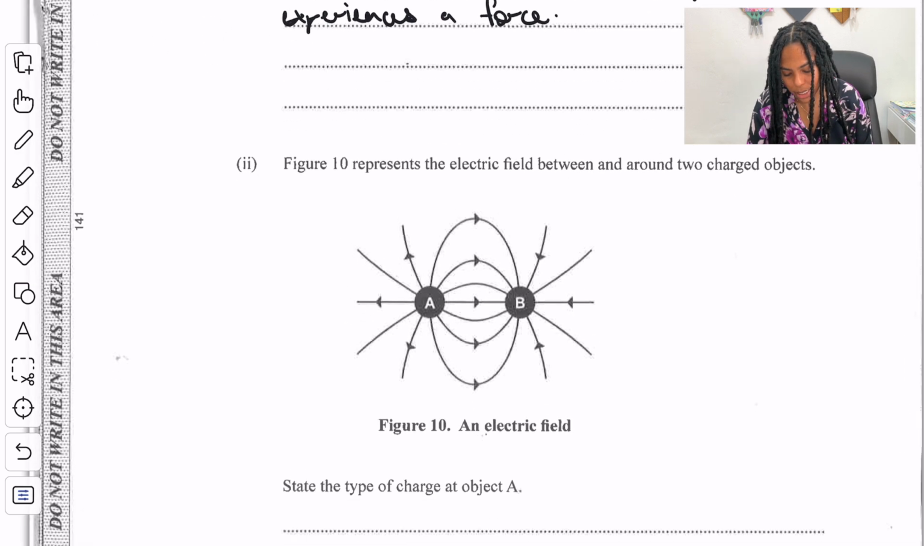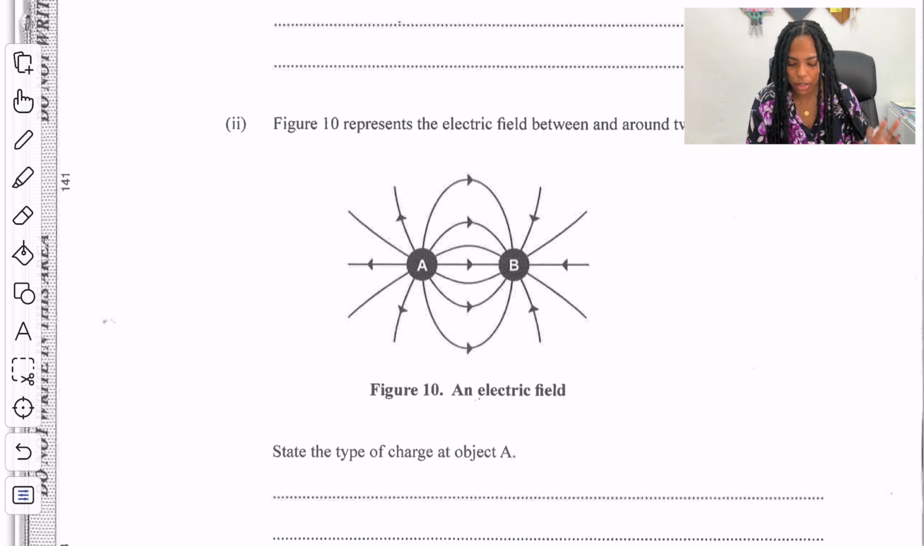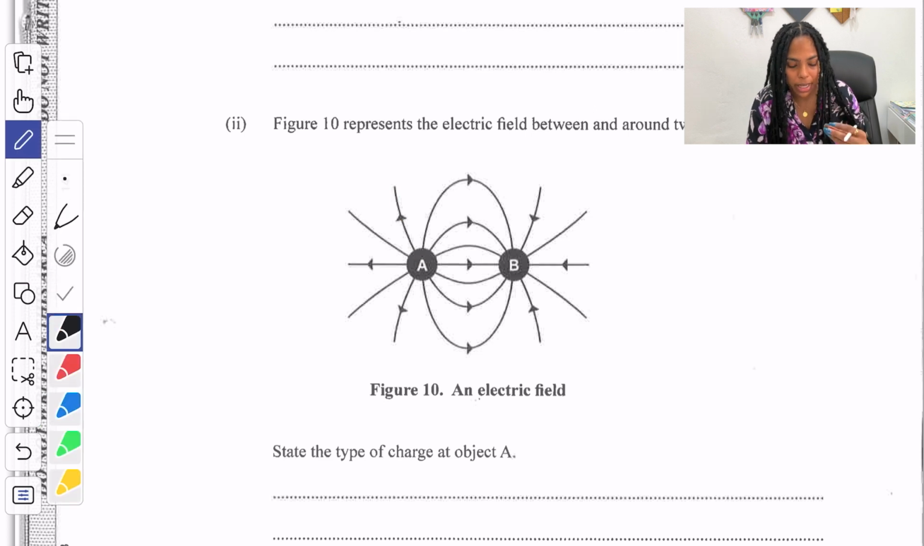Figure 10 represents the electric field between and around two charged bodies. State the type of charge at object A. So electric fields go from positive to negative. So for object A, it's moving out of A, meaning from A. So it means A is positively charged.